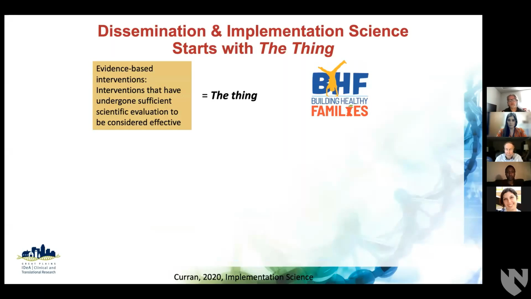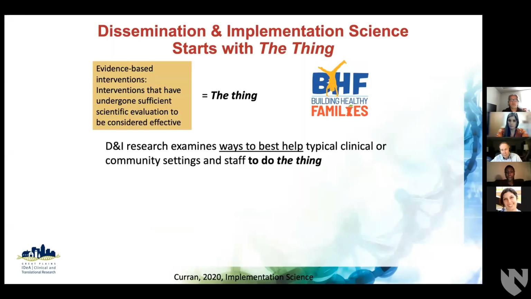And if you're not in dissemination implementation science, you could also think about this as just your intervention, and then we can talk a little bit more about how that might look moving forward. But from a dissemination implementation science perspective, the evidence-based intervention is the thing. One of our projects, Building Healthy Families, focuses on childhood obesity treatment. And what dissemination implementation research tries to do is to help us find the best ways that typical clinical or community settings could do the thing, right? So how well they can actually get that thing into practice.